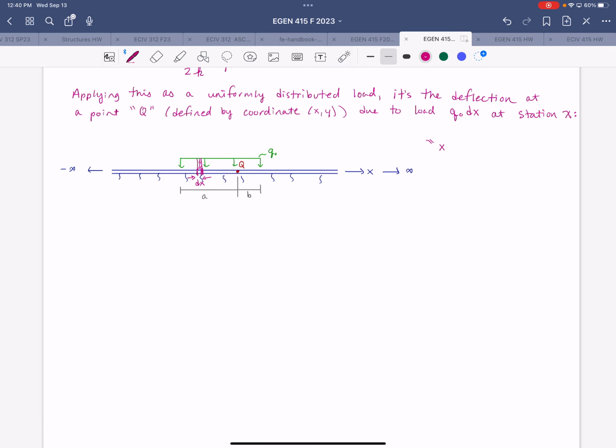So I'll note x is the location of the response.